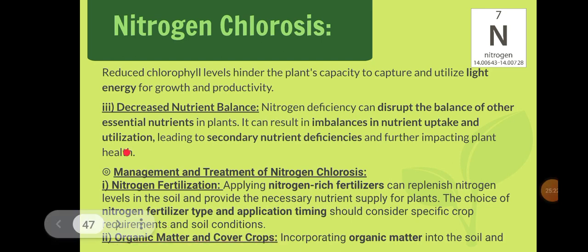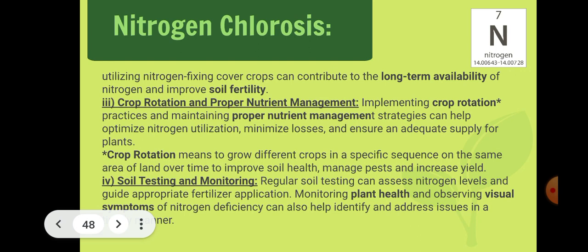The second one is organic matter and cover crops. Incorporating organic matter into the soil and utilizing nitrogen-fixing cover crops can contribute to the long-term availability of nitrogen, and it can improve soil fertility. The third one is crop rotation and proper nutrient management.